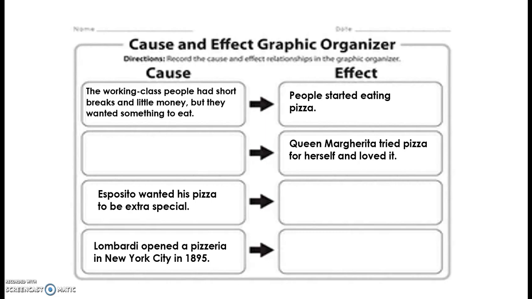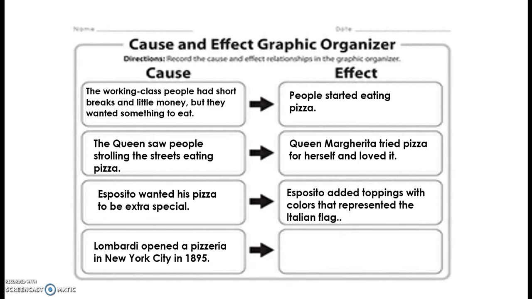Let's switch it up. Let's look at the effect. Queen Margherita tried pizza for herself and loved it. What caused her to try the pizza? That's right. The queen saw people strolling the streets eating pizza. Let's look at another cause. Esposito wanted his pizza to be extra special. What was the effect of that? That's right. Esposito added toppings with colors that represented the Italian flag.